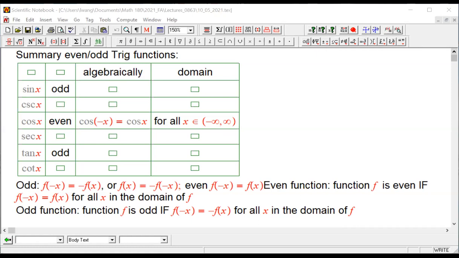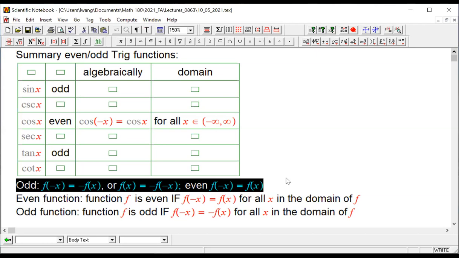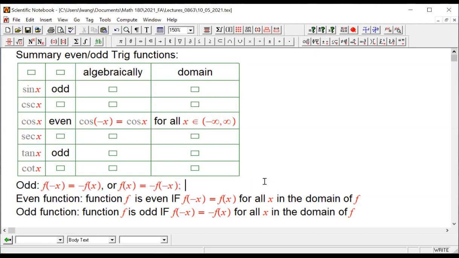Okay, the room is open. So this is the work to be done, the blanks about even and odd for all these functions. You know the definition, and we want you to write down the algebraic form. We don't need this one anymore. Okay, the odd one has 2 forms. So 5 minutes.